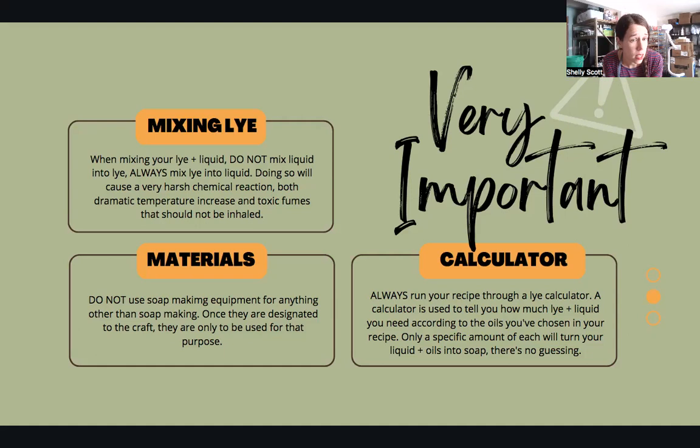Materials. The materials that you use for soap making should not be used for anything else other than soap making. Once they are designated for the craft, once you start making soap, you should only use them for that purpose. So you would not take your immersion blender, make soap, and then go and make a really fun tomato bisque. Like, you wouldn't do that. There will still be lye residue and things on your stick blender. And so you just want to designate special tools for the job.